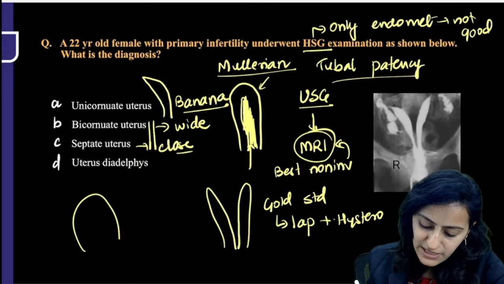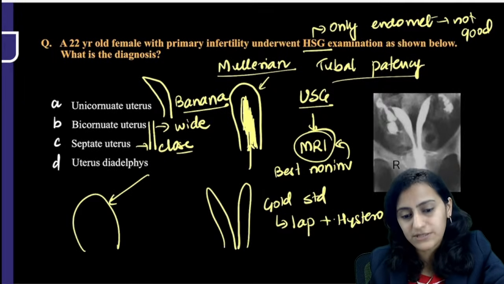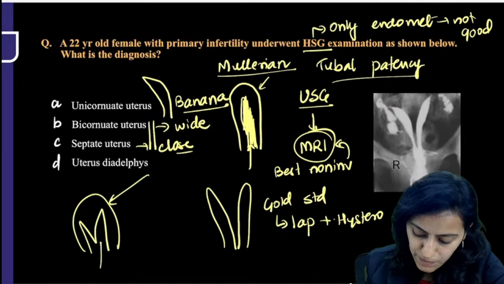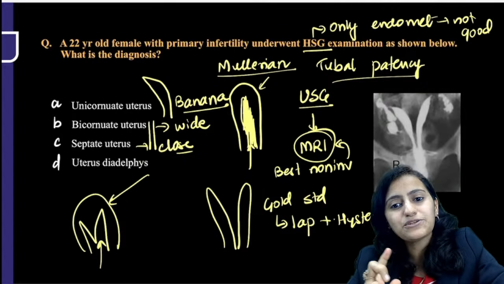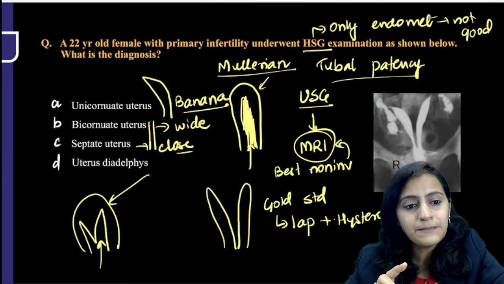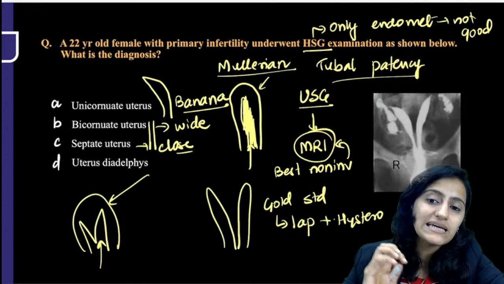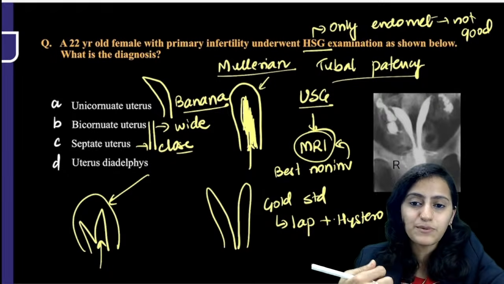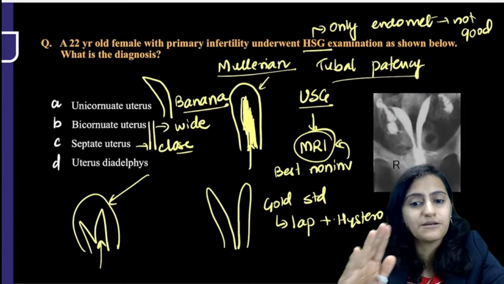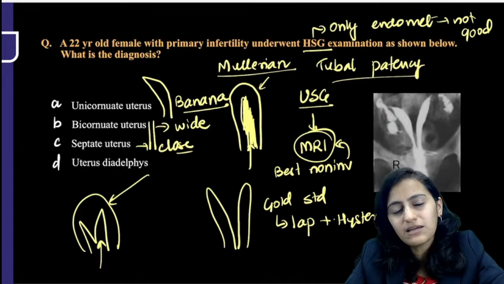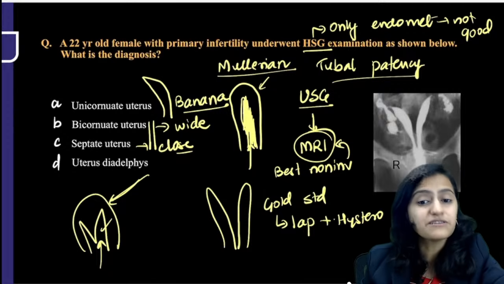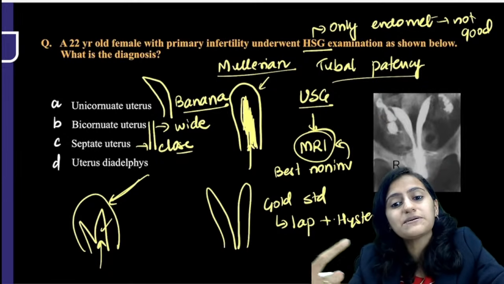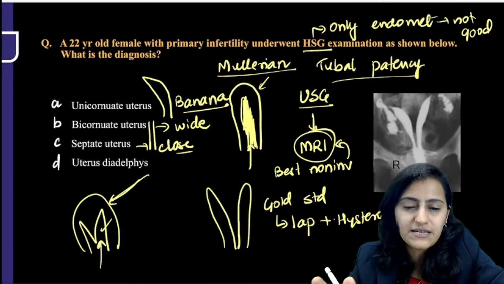Why? Because on laparoscopy, you would see the outer surface. On hysteroscopy, you would see the inner, the endometrial cavity. So as I said, to identify a Mullerian anomaly, we need to see both the inner cavity and the outer surface as well. So hystero plus lapro is the best. But the disadvantage again being it is invasive. MRI also shows the outer surface and the inner surface. So it is the best non-invasive investigation.